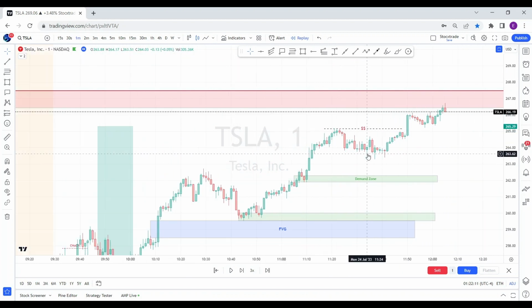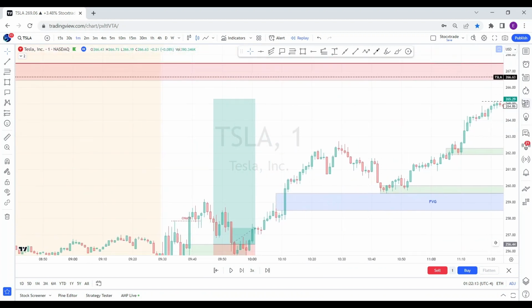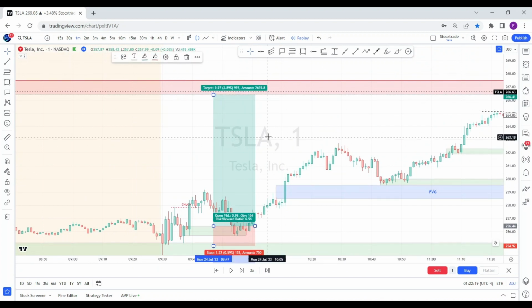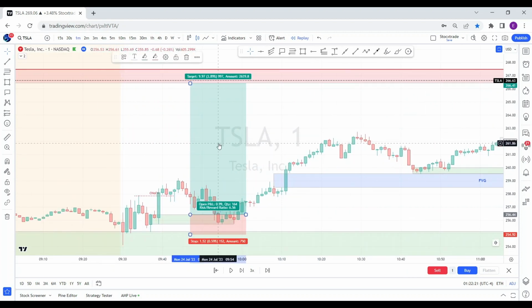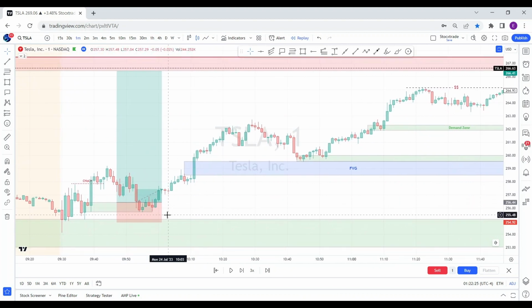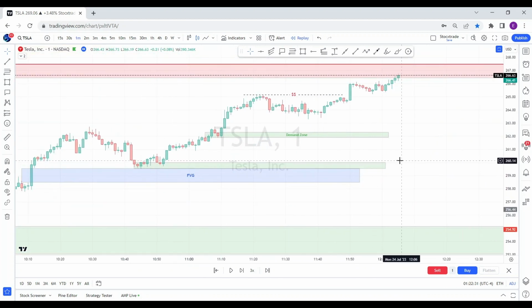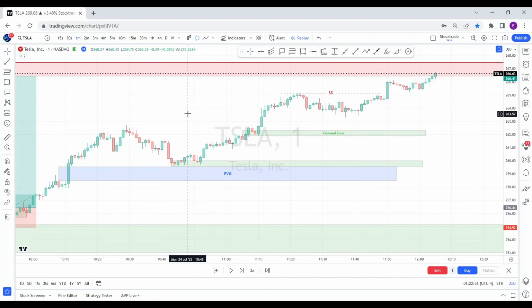Okay, that target also hit. So if you just keep the trade, you can get 1:1, 1:5, or even 1:6.5. So this can be your almost $10 trade. Your entry was at 9:53 and your exit is at 12:05, almost 2 hours 10 minutes.